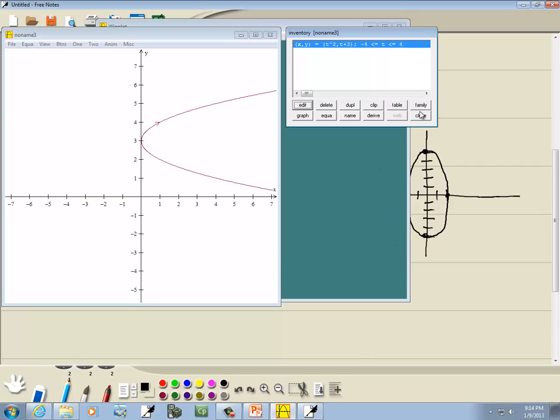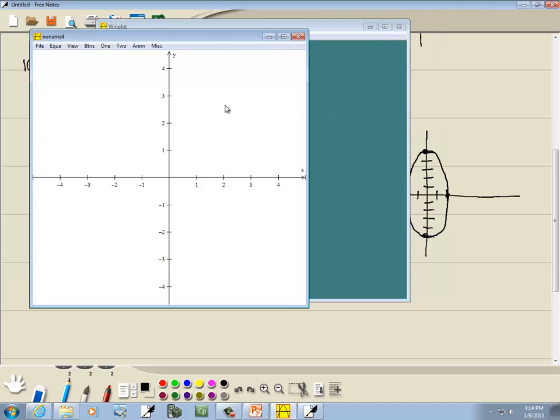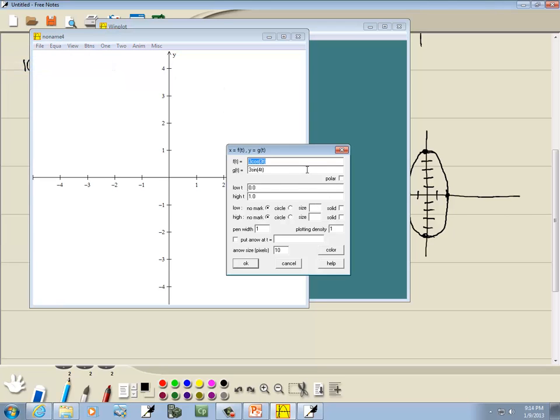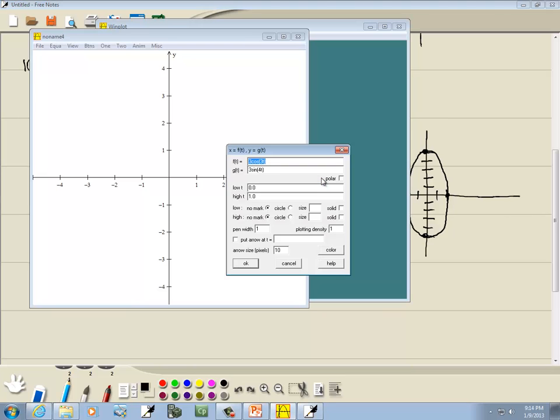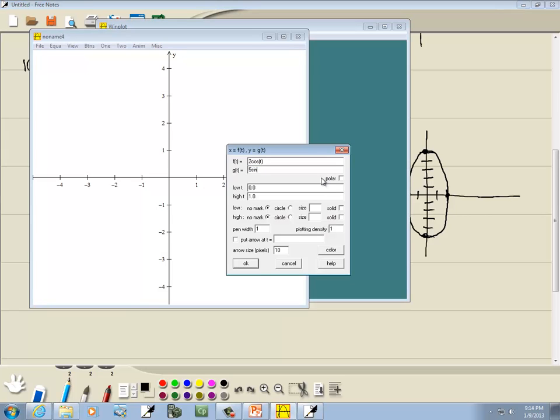We use WinPlot. I'm just going to go ahead and close that, so I start over fresh. I'm going to choose Window, 2 dimensions, choose Equation, and then Parametric. Our first one is 2 cosine theta, so I got 2 cosine, I'll put t. And this next one is, what was it, 5? Yeah, 5 sine t.